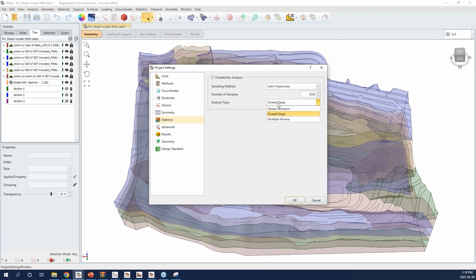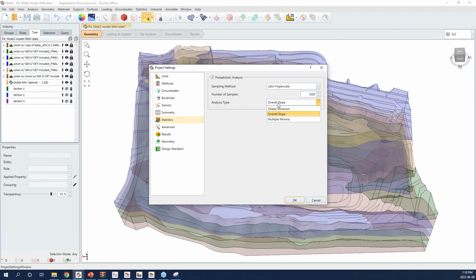Overall slope means that in every simulation, when you sample from the distribution of input parameters, you calculate the slip surface and factor of safety for that specific simulation. So you don't keep the original deterministic one, which is based on the mean value. You calculate in every simulation.